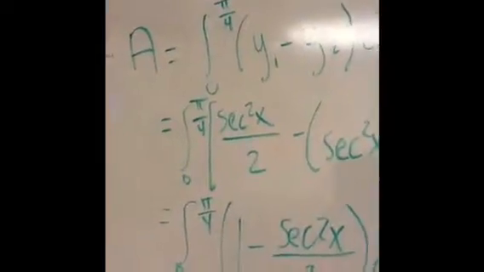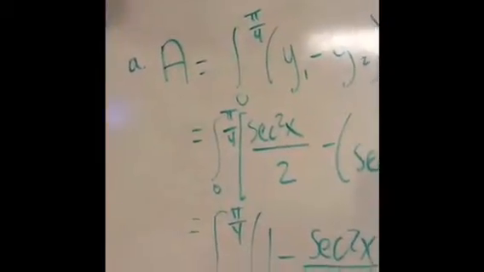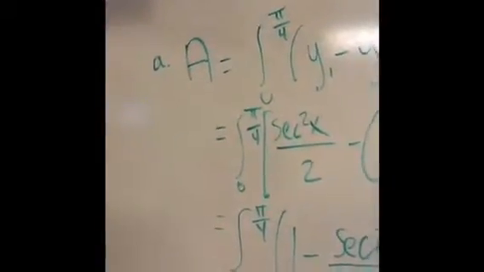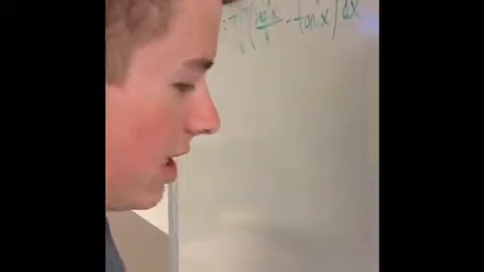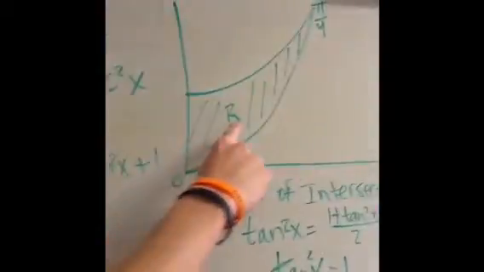Okay, 1986, question AB6. It says a shaded region R shown in the figure above is enclosed by the graphs y equals tangent squared x and y equals 1/2 secant squared x and the y-axis. Part A says find the area of region R. So this is our sketch.